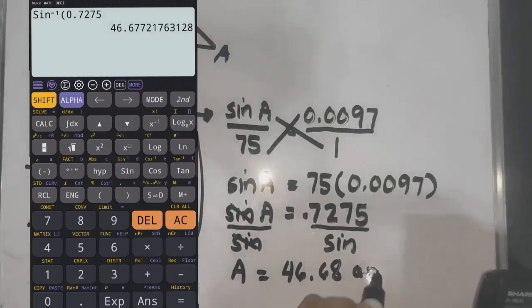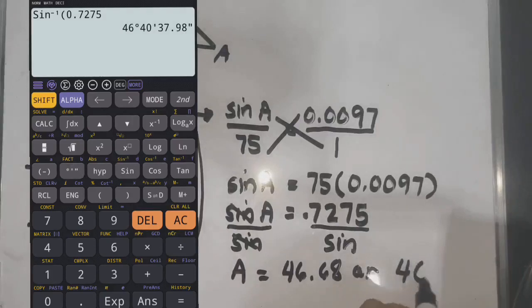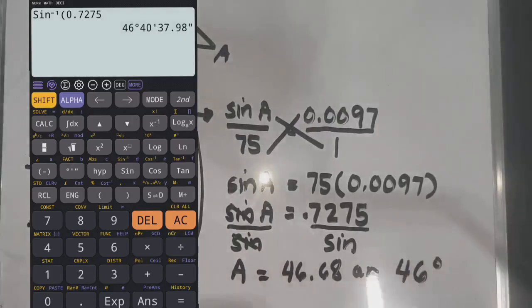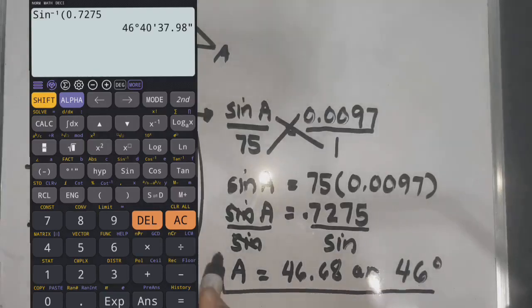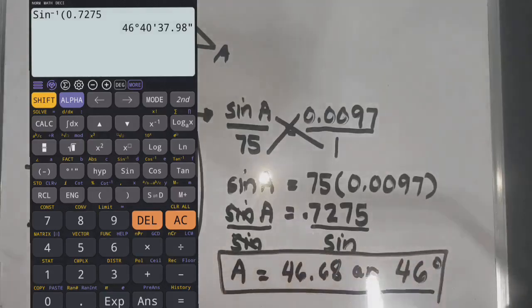Or, in degree, so, i-press natin yung degree symbol, shift, then degree. So, the answer is 46 degrees. So, ang measurement ni angle A is 46 degrees.